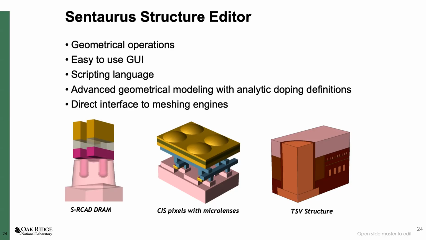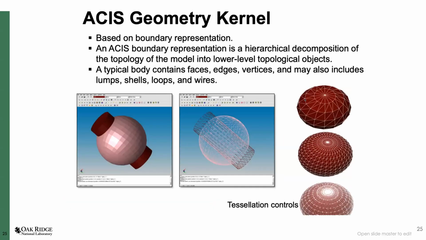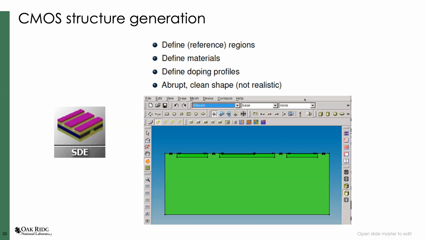You have advanced modeling, so you can make really complex structures with complex geometric objects and such, and then you can define doping profiles in there, so you can place implants in your geometry, and it also has a tool to do the meshing inside the same tool. It uses this ACIS geometry kernel, so it's quite an advanced geometry modeling software under the hood, so that allows you to make, as I mentioned, quite complex structures.